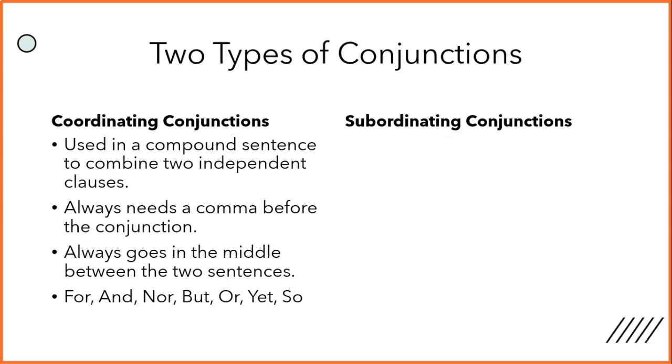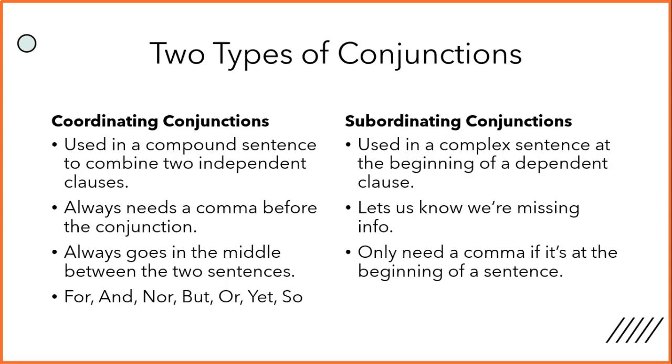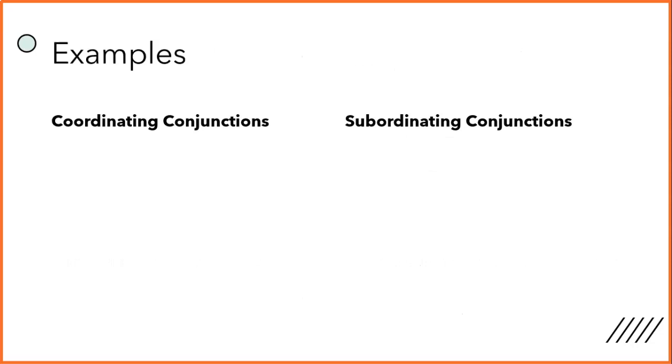Subordinating conjunctions, on the other hand, go in a different type of sentence and do a different job. They're used in a complex sentence at the beginning of a dependent clause. Those are our signal words that let us know that we're missing information in that clause. With a complex sentence and a subordinating conjunction, we only need a comma if that dependent clause is at the very beginning of the sentence. And there are lots of different subordinating conjunctions, too many to list. Here are some examples.